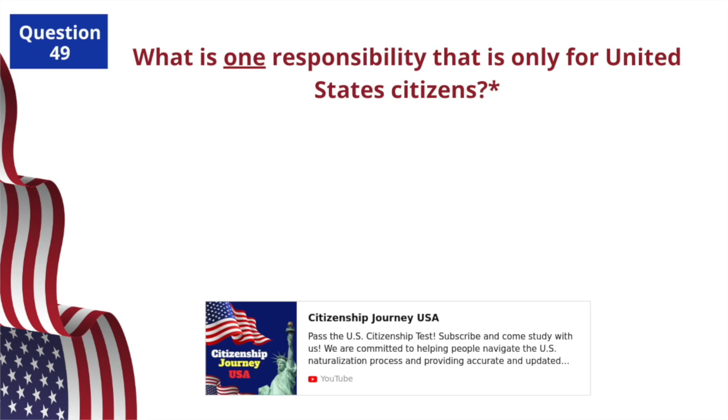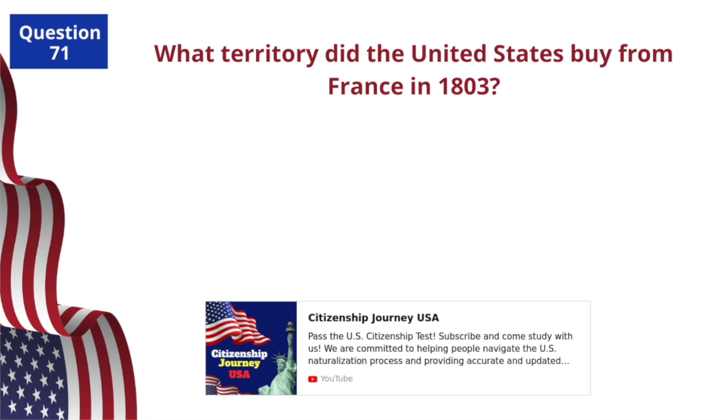What is one responsibility that is only for United States citizens? Serve on a jury. What territory did the United States buy from France in 1803? The Louisiana Territory.